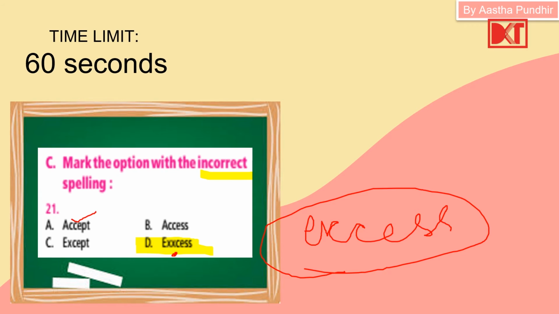Accept means agree to something. Then except is used when we have to say something about a certain exception. Okay. Then access means availability, and excess crosses the limitation.